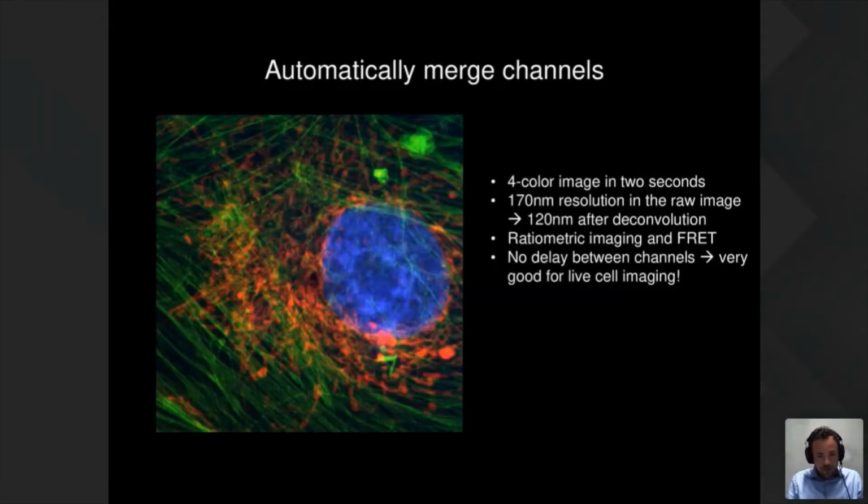This application is also very useful if you want to do ratiometric imaging in, for example, calcium, or you want to do fluorescence resonance energy transfer, FRET. So then this is also very useful to use. Also, because there is no delay between the channels, it's very good for live cell imaging. So you have no mismatch between your colors.